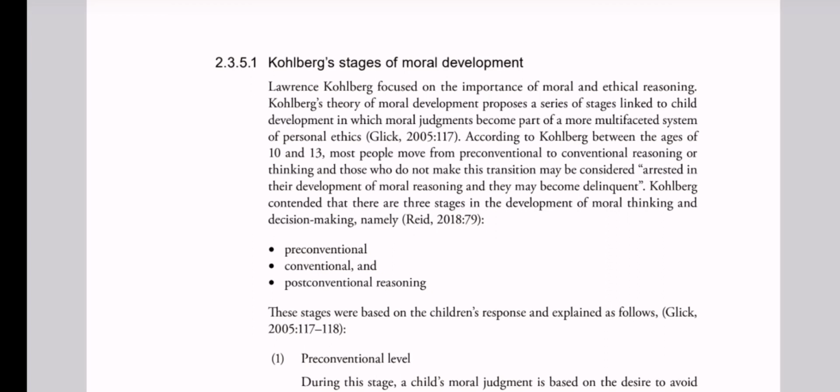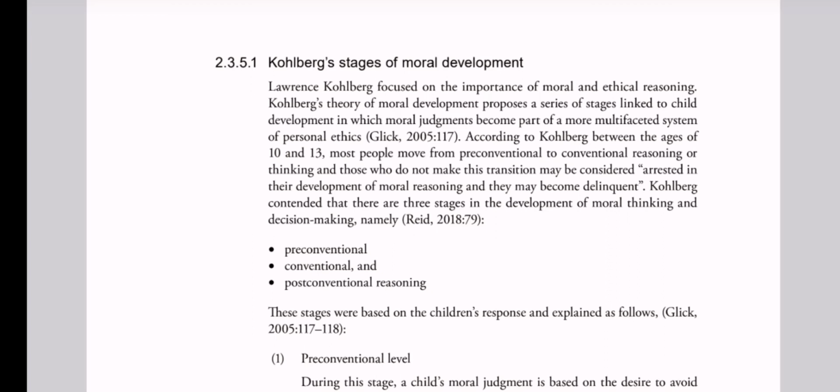Kohlberg's stages of moral development. Lawrence Kohlberg focused on the importance of moral and ethical reasoning. Kohlberg's theory of moral development proposes a series of stages linked to children's development in which moral judgments become part of a more multifaceted system of personal ethics. According to Kohlberg, between the ages of 10 and 13, most people move from pre-conventional to conventional reasoning, or thinking. Those who do not make this transition may be considered arrested in their development of moral reasoning, and they may become delinquent.